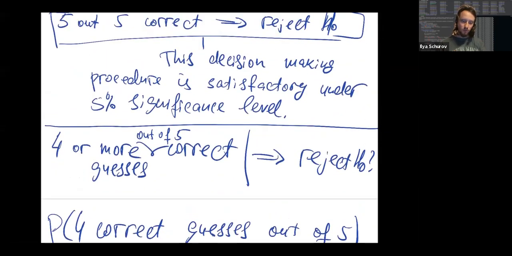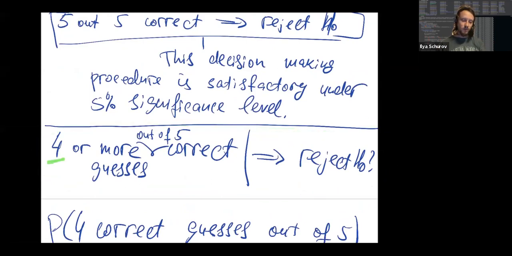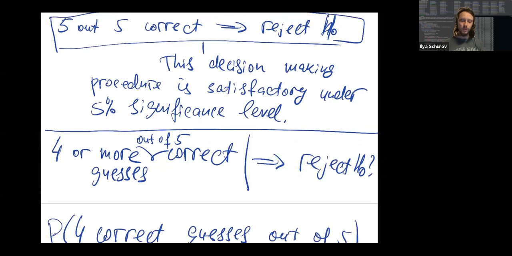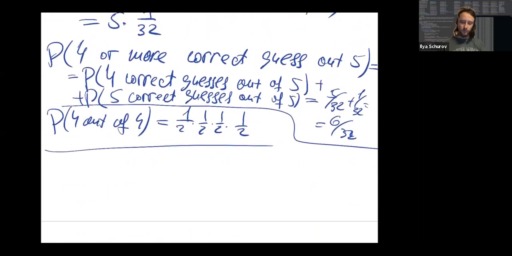So, if we use this decision rule, if it is enough for us to have 4 out of 5 correct guesses, is it a good decision procedure? Can we reject null hypothesis? If we would reject null hypothesis in this case, will it be a good decision procedure according to our 5% statistical significance level, or not? So probability to reject.